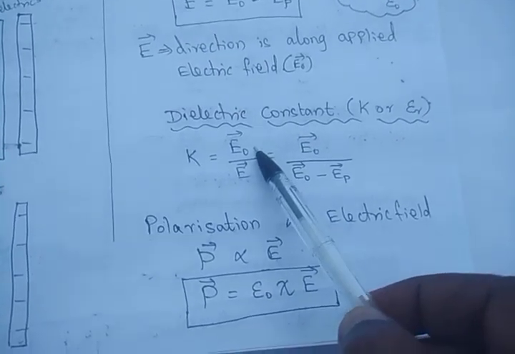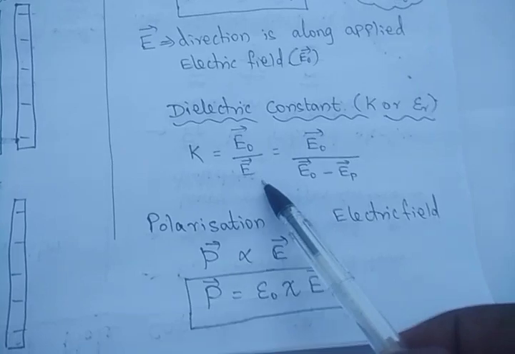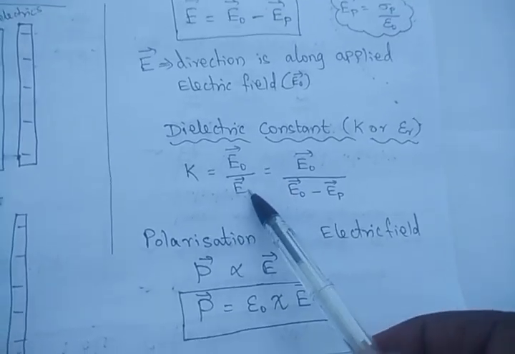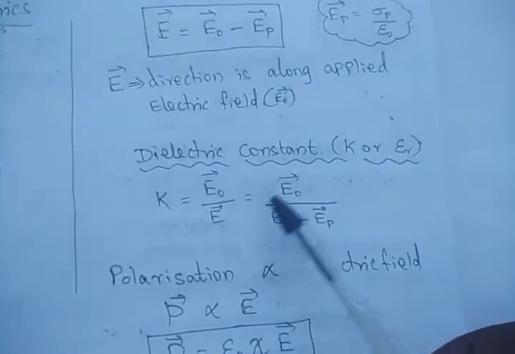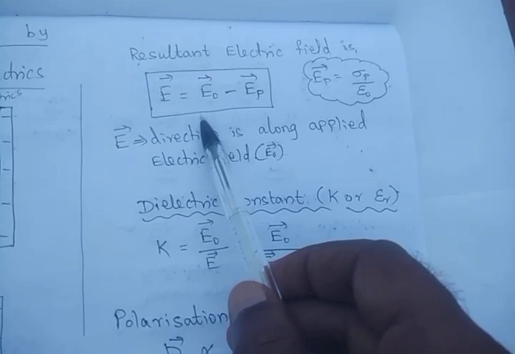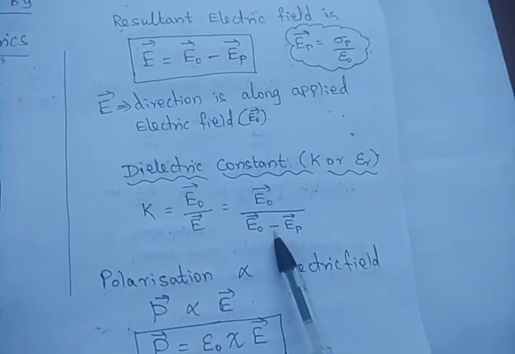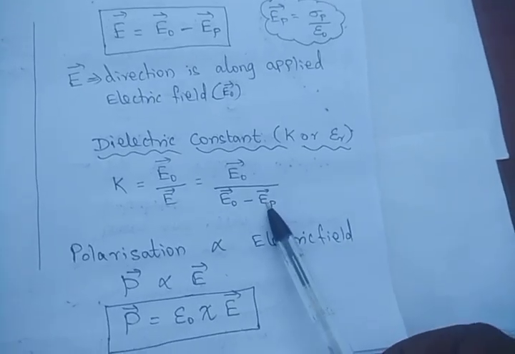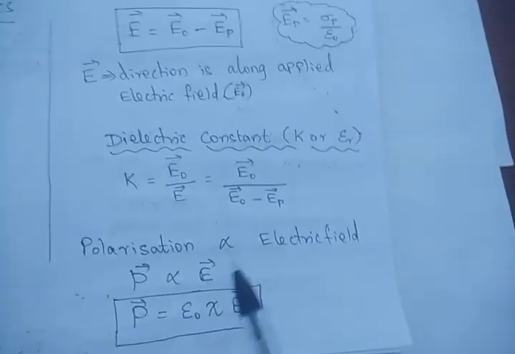E naught is the applied electric field and E is the electric field after inserting a dielectric material between the two parallel plates. So E naught divided by E is equal to E naught divided by E naught minus EP, where EP is the electric field in the dielectric material due to the polarized charges.